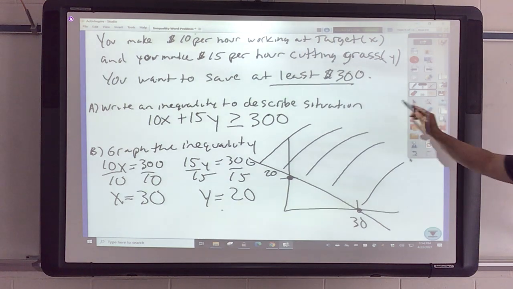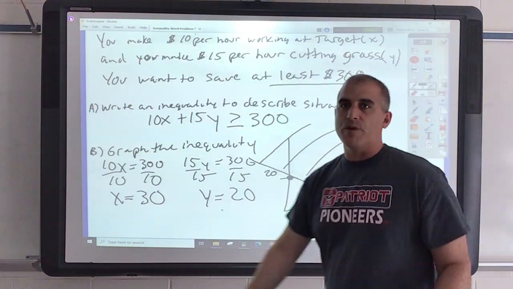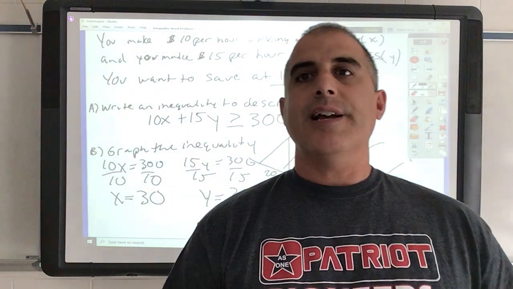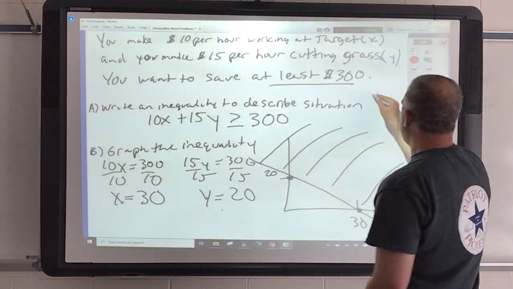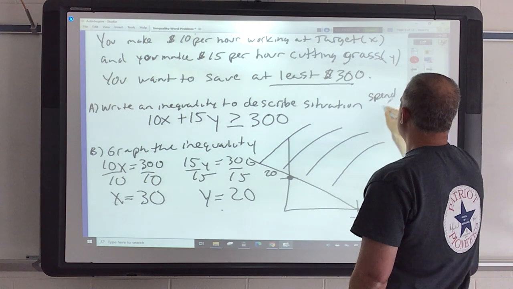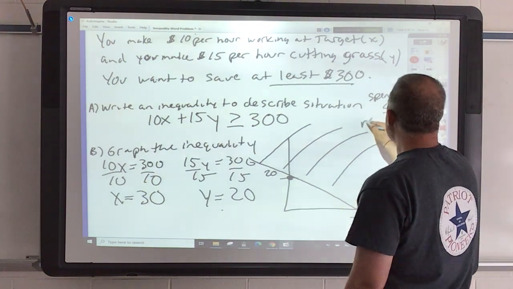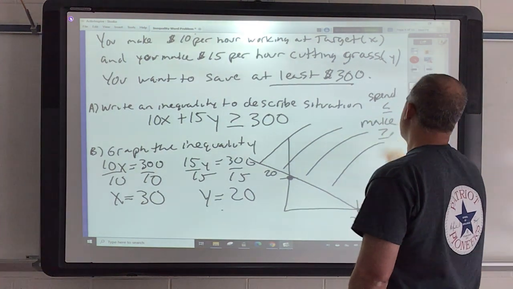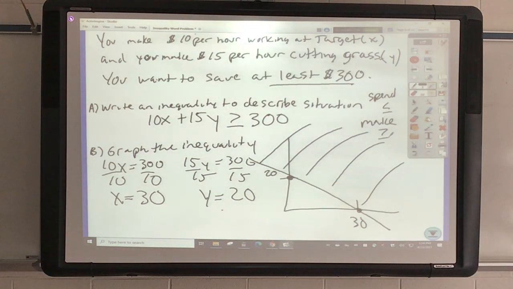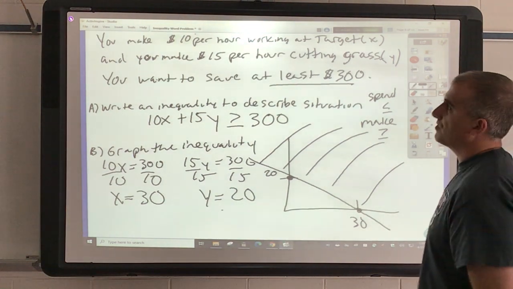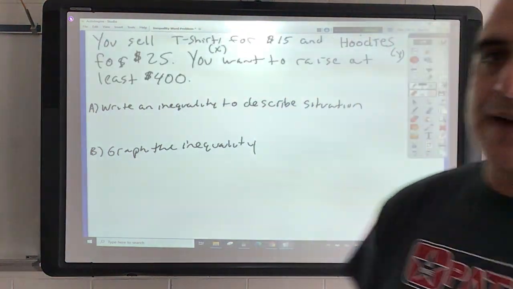Okay, all right, so you have to look at what they are asking for. If you have so much to spend, it's going to be less than or equal to. Okay, so spend, it'll be less than or equal to. Make, you want to be greater than or equal to, because you want to make more than that if possible. So you have to determine what the problem is.